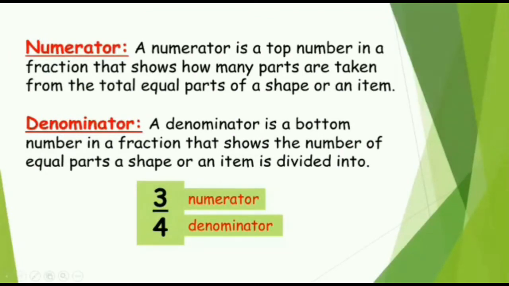Numerator. A numerator is a top number in a fraction that shows how many parts are taken from the total equal parts of a shape or an item. Denominator. A denominator is a bottom number in a fraction that shows the number of equal parts a shape or an item is divided into. For example, 3 by 4. 3 is the numerator, it's a top number, and 4 is a bottom number, so it is the denominator.